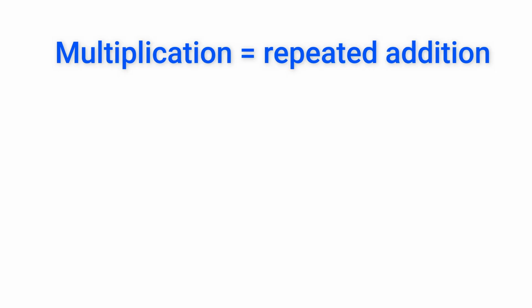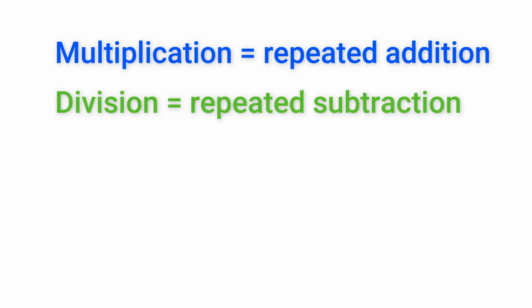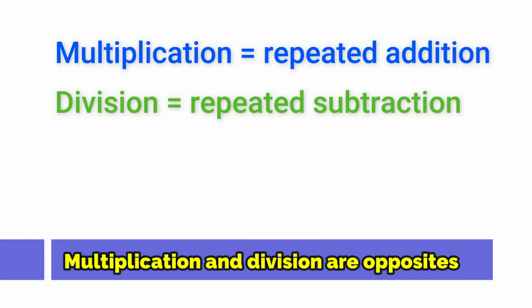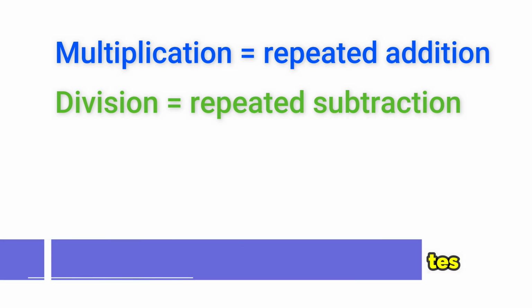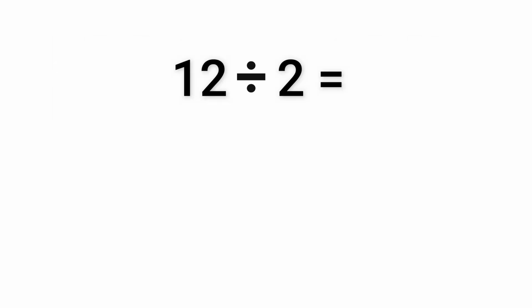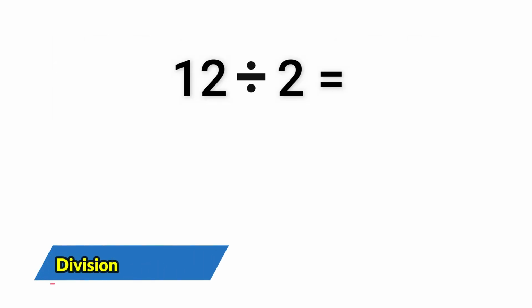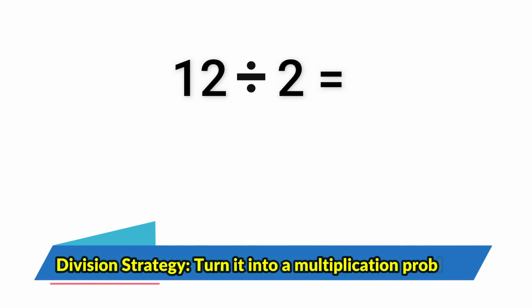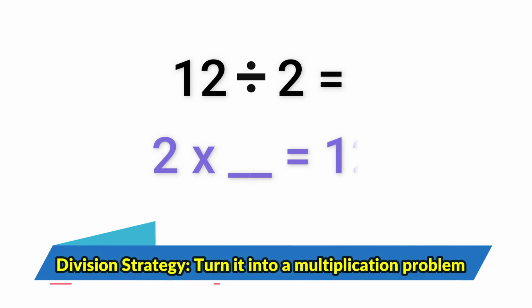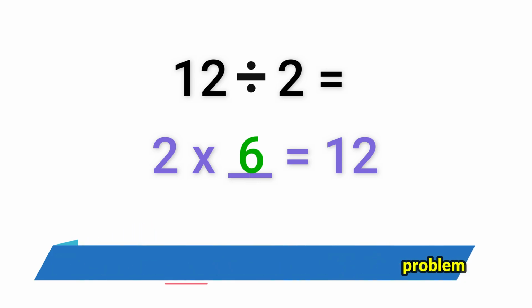You've probably learned that multiplication is repeated addition, but division is repeated subtraction. This means that multiplication and division are opposites of each other. We can use this to help us. If we're trying to solve 12 divided by 2, we can turn our division problem into a multiplication problem by putting the dividend after the equal sign and thinking to ourselves, 2 times what equals 12? The answer is 6, because 2 times 6 equals 12.